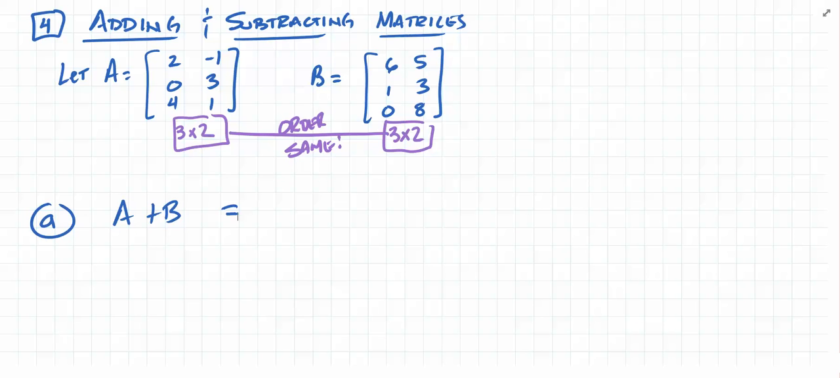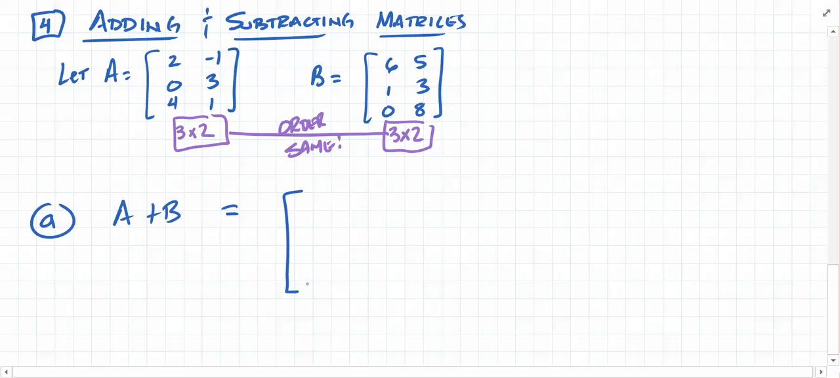So I'll go ahead and make my 3 by 2. I want to just add these together, so I would add corresponding entries. So I'd go ahead and add 2 and 6, and I would come up with 8. I would add -1 and 5 and come up with 4. 0 and 1 and get 1. 3 and 3 and get 6. 4 and 0 and get 4. 1 and 8 and get 9. And yeah, it really is that easy. And it's allowed to be that easy. That's all we've got to do.